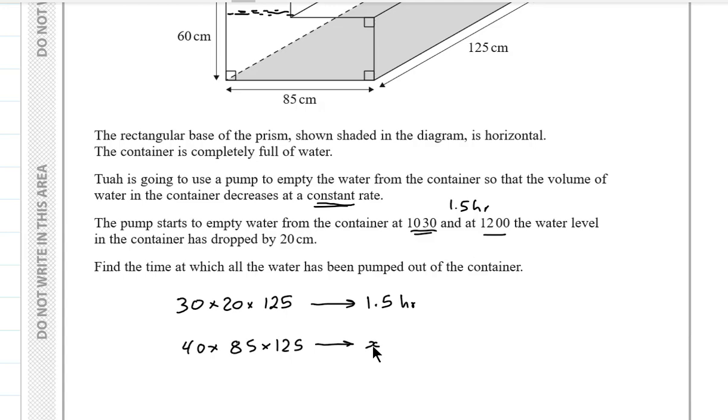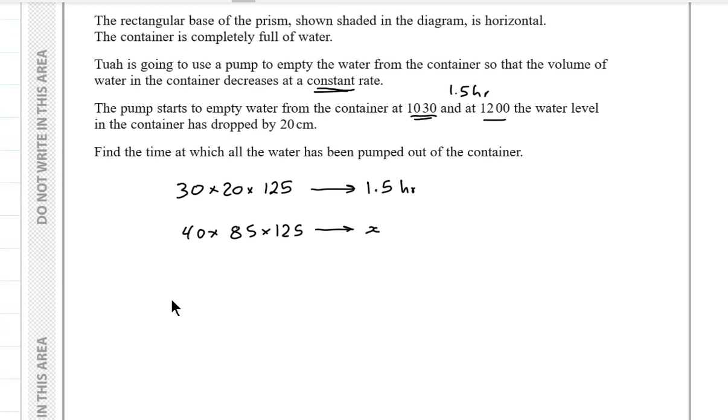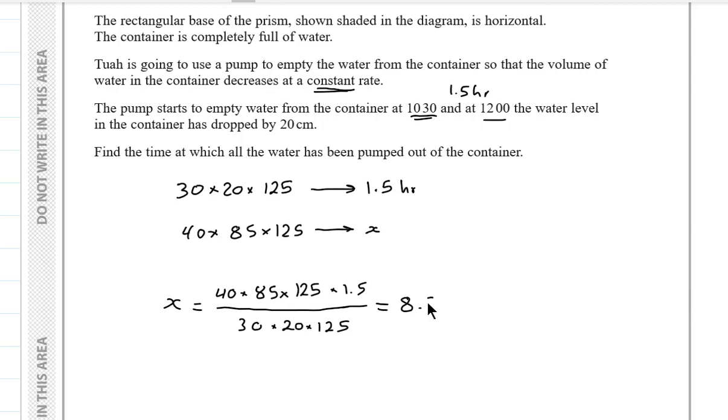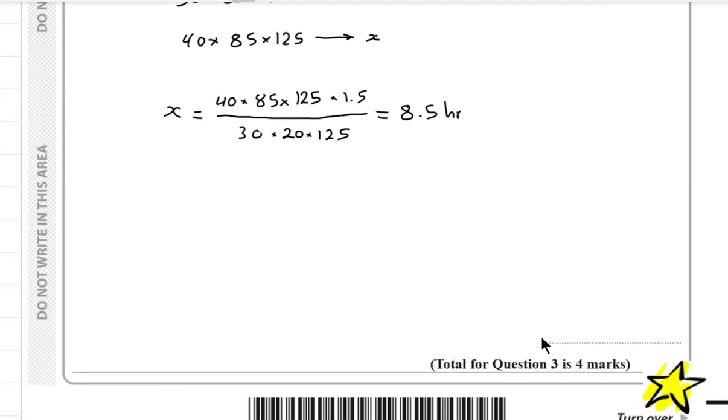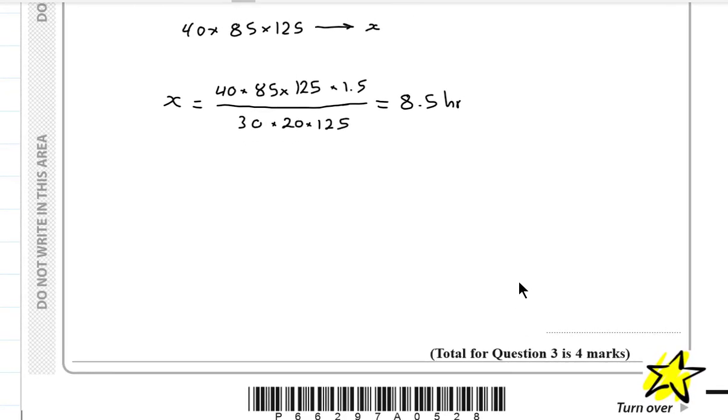Okay, so it's very easy. We can get x by multiplying this quantity by 1.5 and dividing by this quantity, right? So after simplifying, it will be 8.5 hours. This 8.5 should be added to 12, and this of course is in the 24-hour system, so we will add 12 to 8.5, which is 20:30. It will be 2030. We must write the answer as 2030.